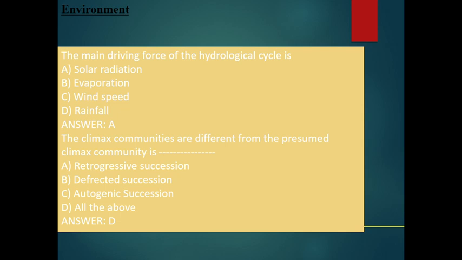The climax communities are different from presumed climate community. Is the correct answer all of this? Retrogressive succession, diffracted succession, autogenic. This is also a complicated question.